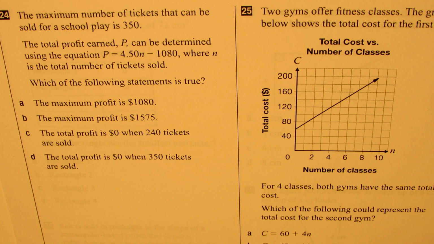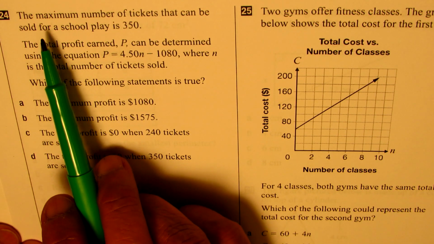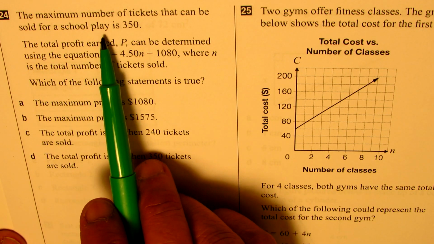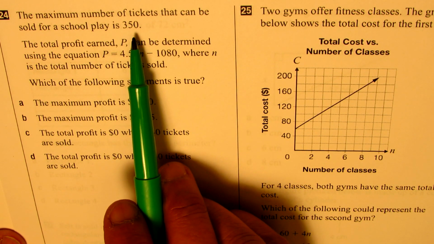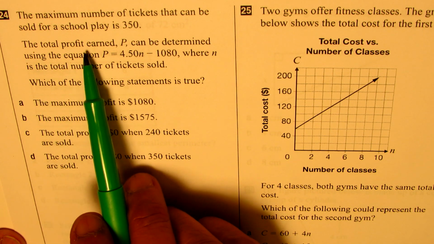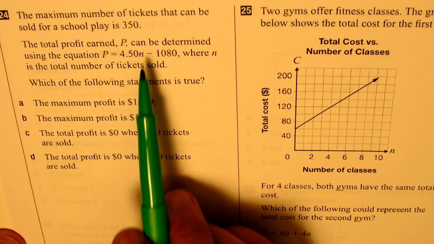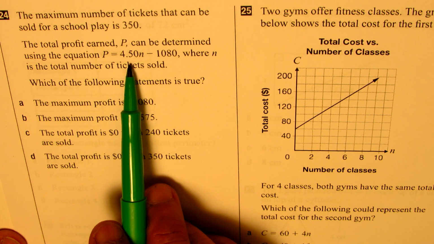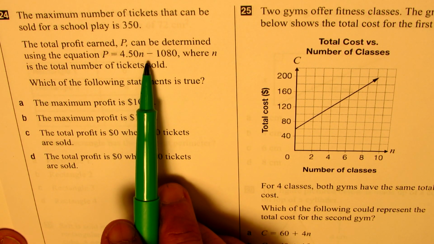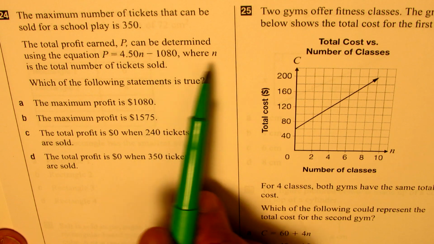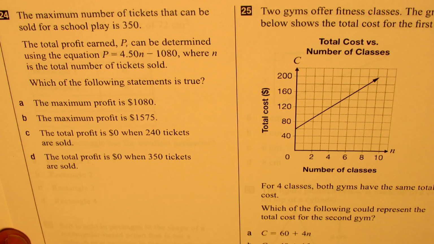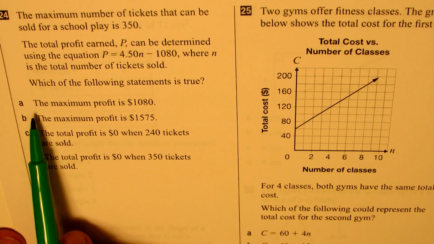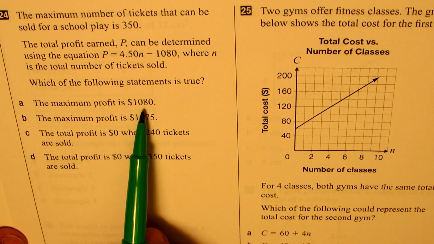Next question here, question number 24. The maximum number of tickets that can be sold for the school play is 350. The total profit earned, P, can be determined using the equation P equals 4.50n minus 1080, where n is the total number of tickets sold. Which of the following statements is true? First, the maximum profit is 1020.